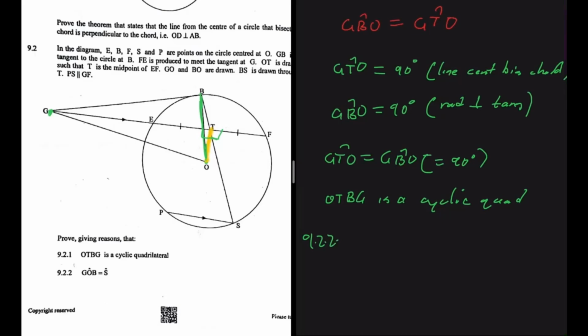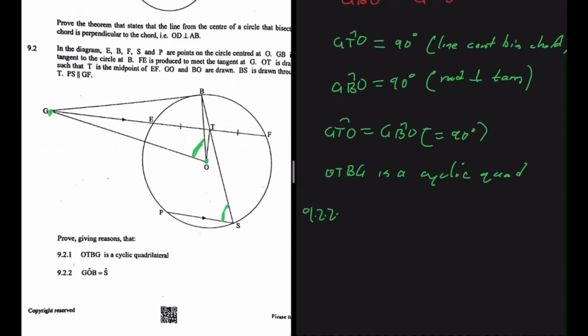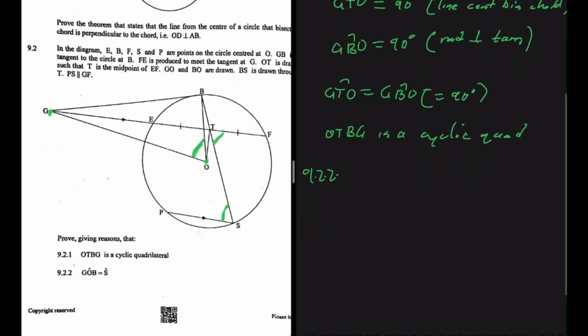So 9.2.2 is saying that let's prove that GOB. So let's just get rid of that. We have GOB here. We're supposed to prove that apparently GOB is equal to angle S, right? But immediately when you look at this, you would think that angle S is equal to angle STF, right? Because they are alternate angles. So let's just write that down. So we're saying that angle S is equal to angle STF because they are alternate angles, right? If you just look at that.